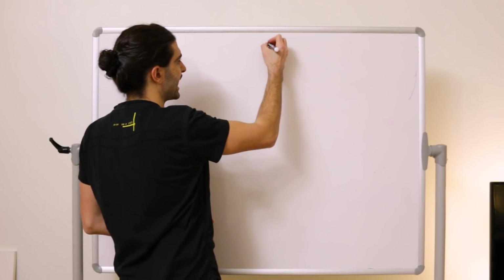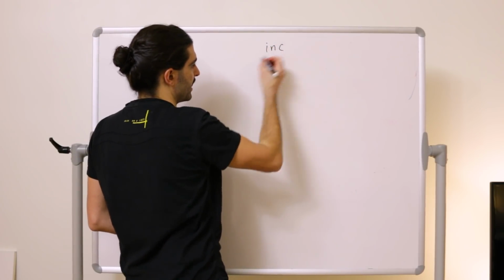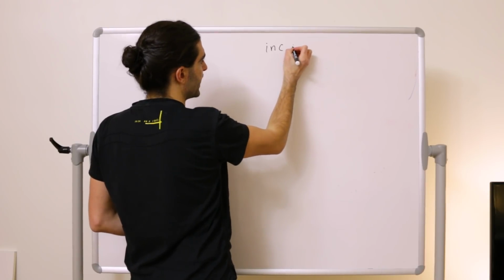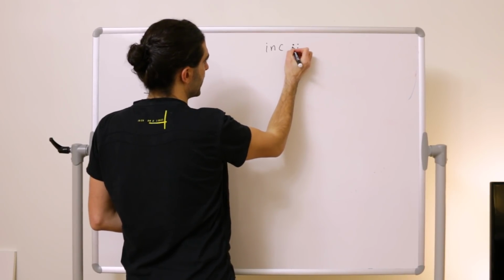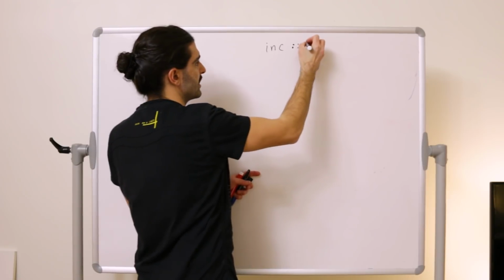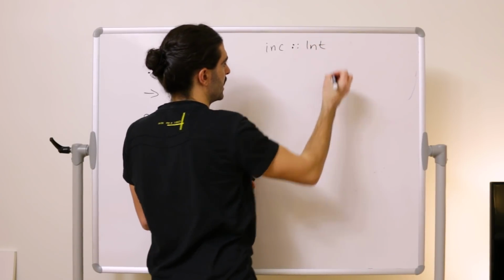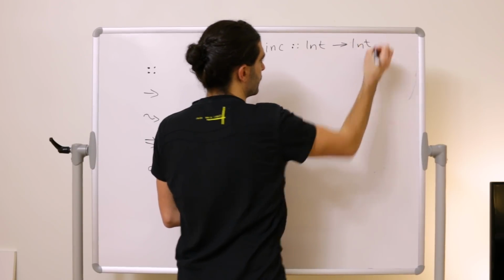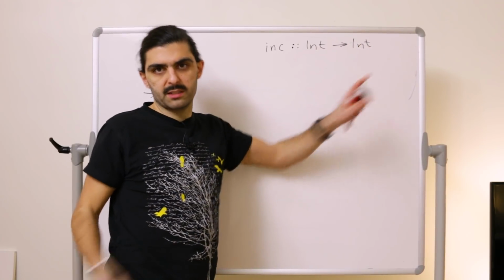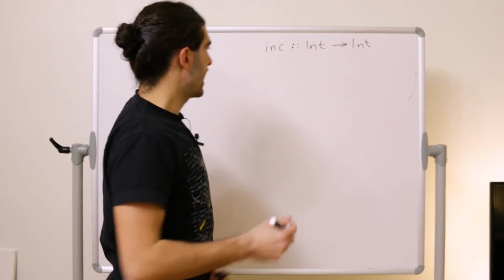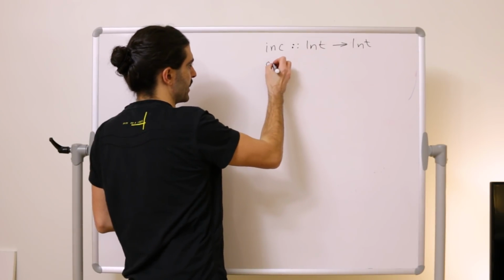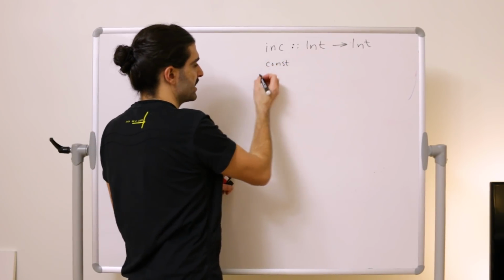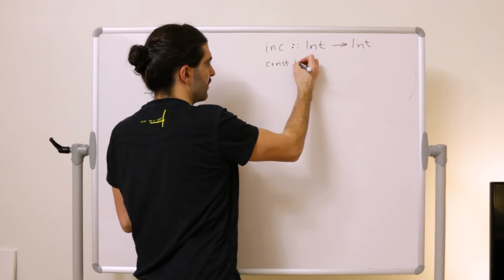Let's say that we have a function called inc. It takes an integer, and then it maps to another integer. That's our type definition, or type signature. And what's the implementation? Let's again use JavaScript just as an example. So let's say const inc, the function is called inc.